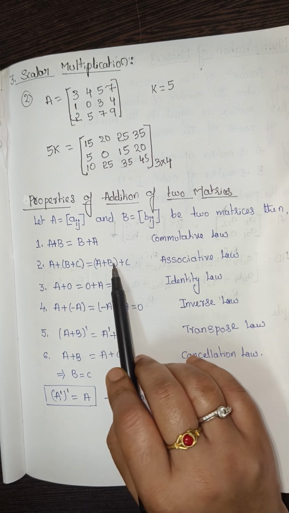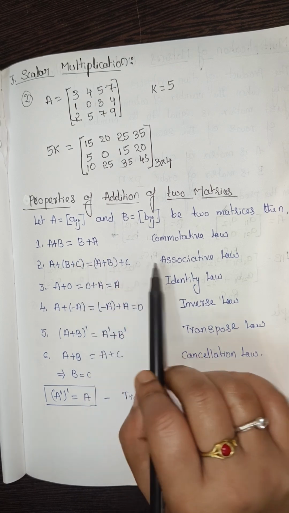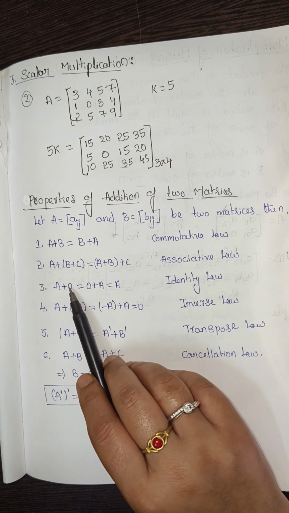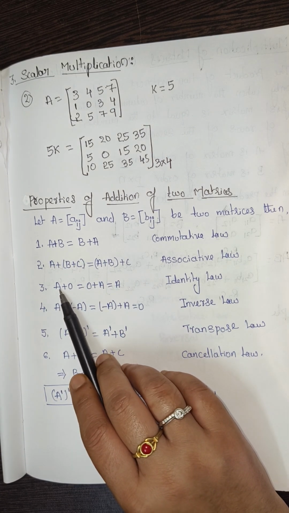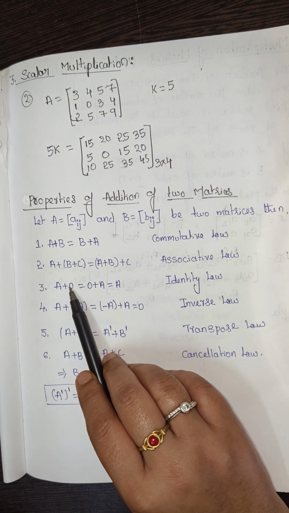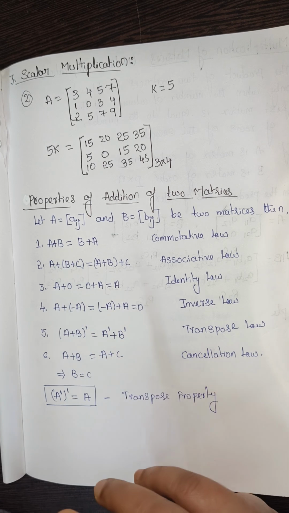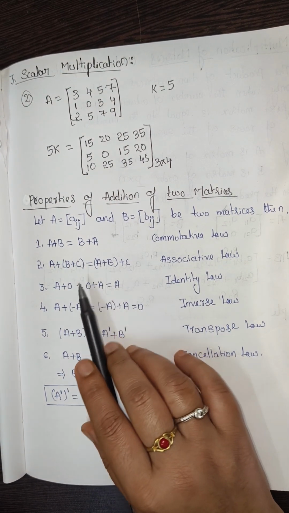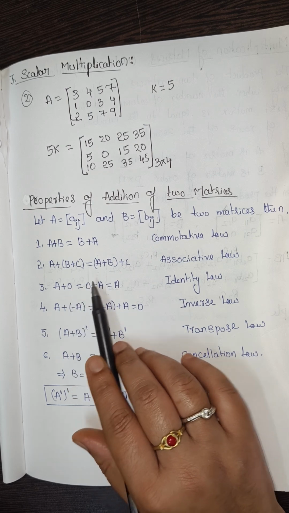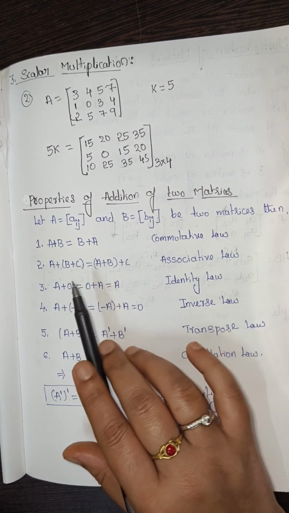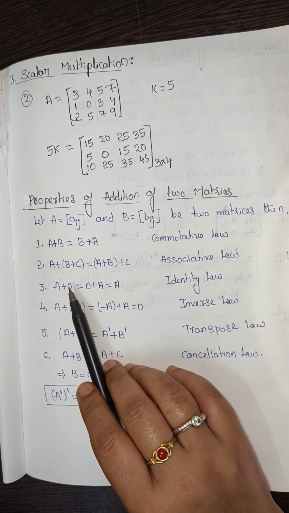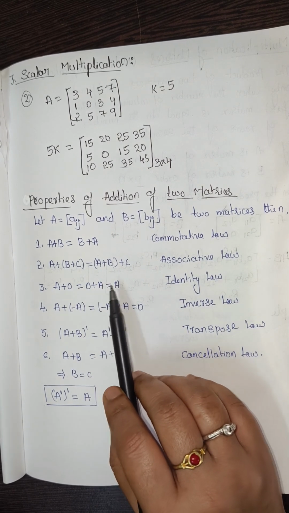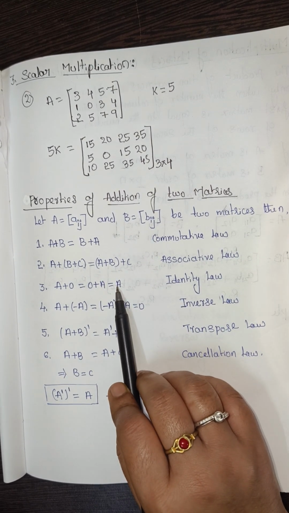We will get the same answers. So the associative law also holds good here. Identity law means if you multiply any matrix with the zero matrix. Zero matrix we studied in the types of matrices. Zero matrix means all the elements are equal to 0. If A is added with the zero matrix, you will get A only, and zero matrix plus A, you will also get the A matrix only.